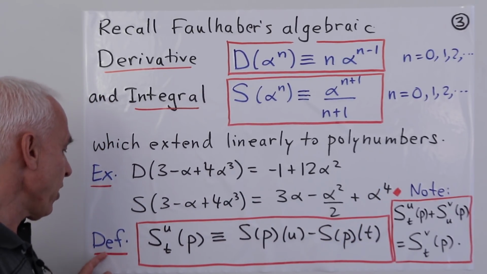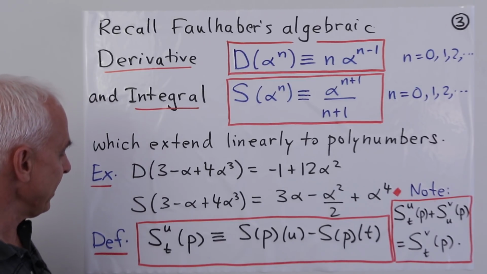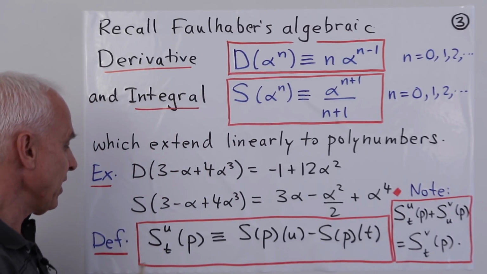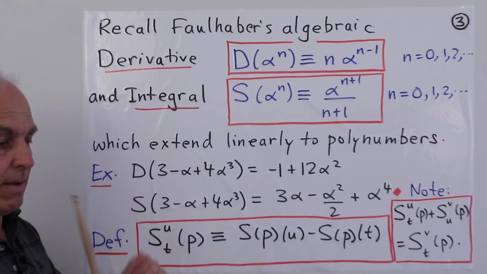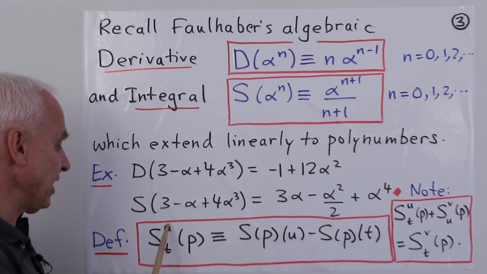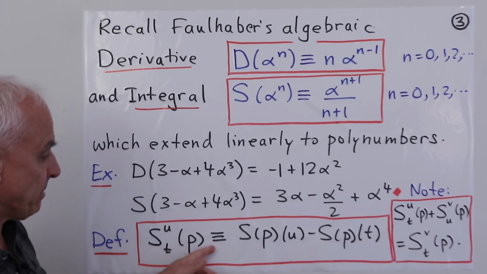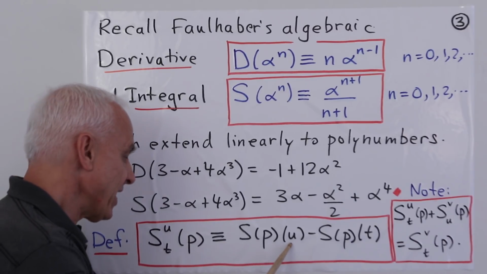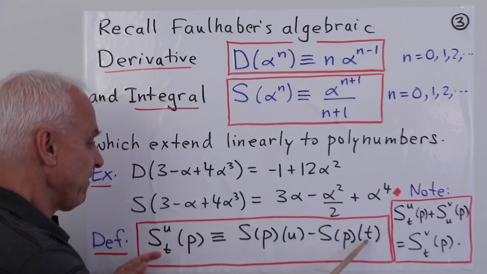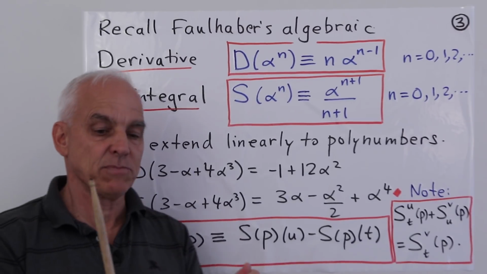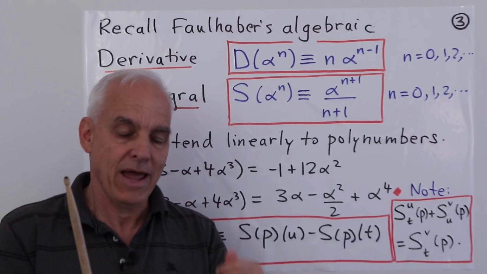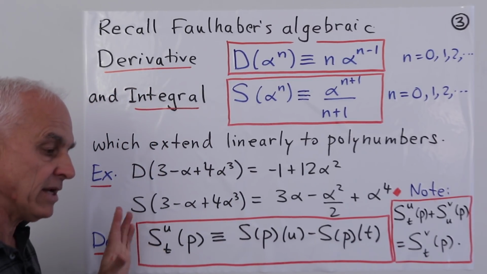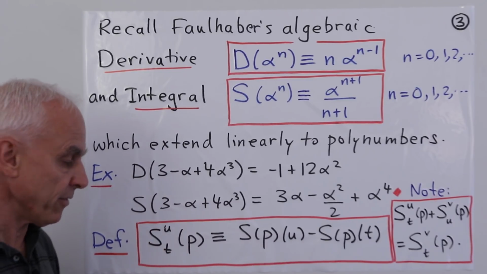Okay, one more important thing to define is a kind of relative integration where we're taking the difference between the integral's values at two numbers. So capital S from t to u of some polynumber p is by definition the integral s of p evaluated at u minus the integral evaluated at t. We're taking the difference between the Faulhaber integral at two different values. And there's no condition on the t and u. They can be any numbers. They don't have to be one bigger than the other.